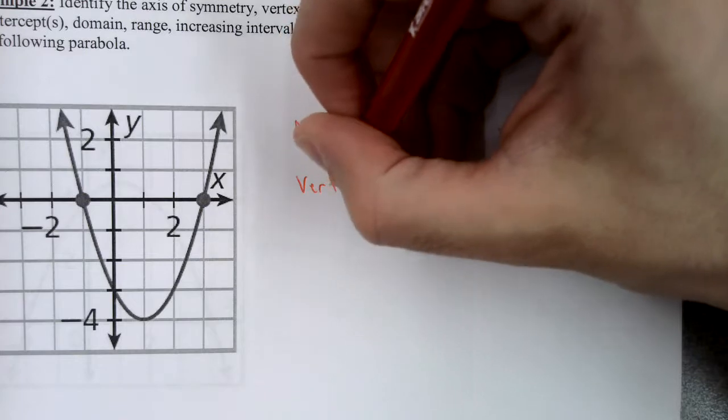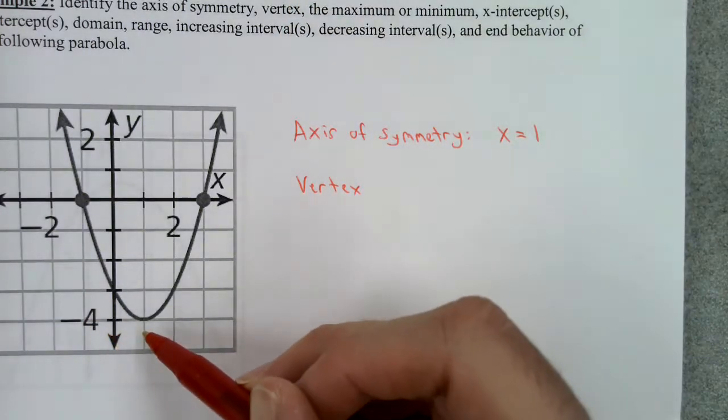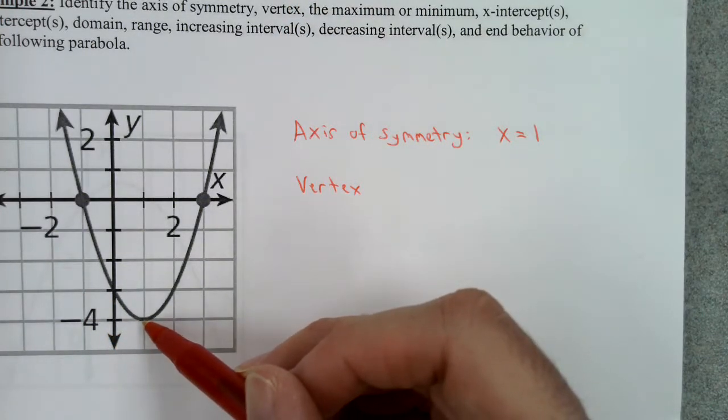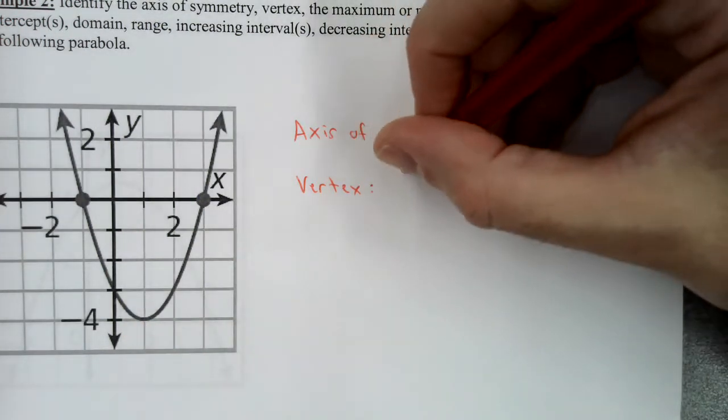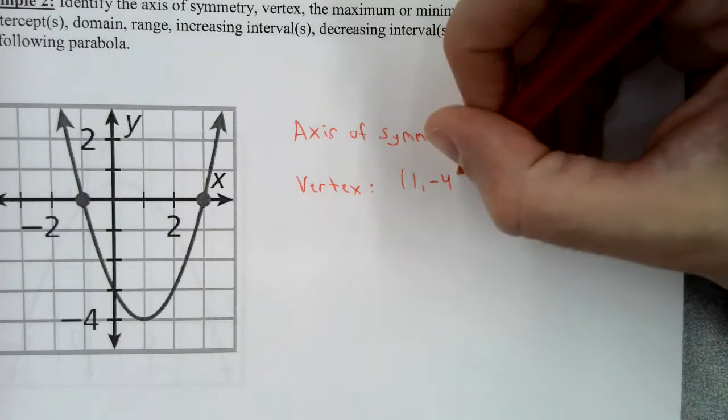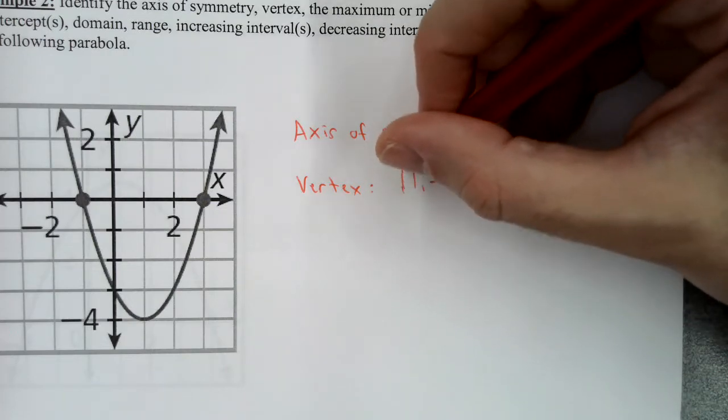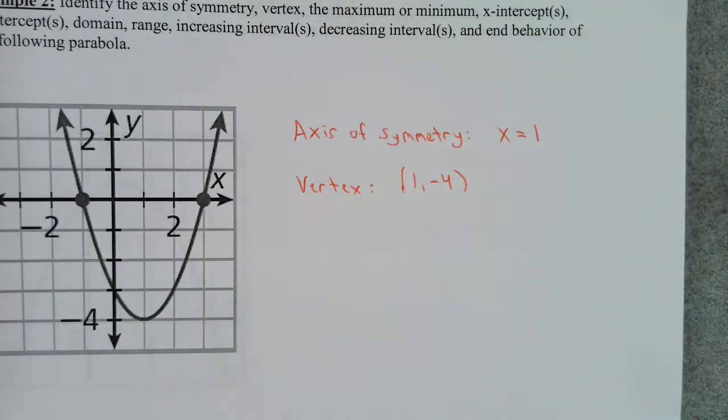Next up is the vertex. The vertex is that point right there. It's an ordered pair, 1, -4. So again, the way that you write it matters. So 1, -4.